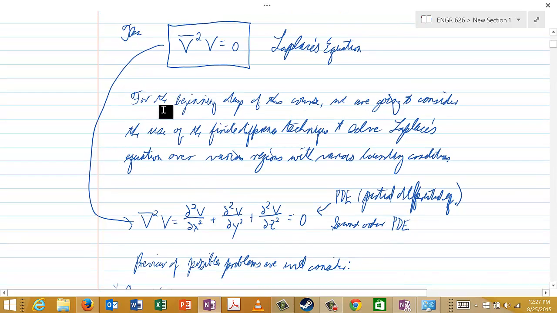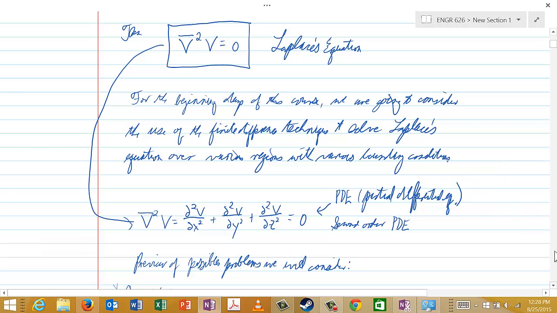Let me read this for you. It says, for the beginning days of this course, we're going to consider the use of the finite difference technique to solve Laplace's equation over various regions with various boundary conditions. So that's our goal in our first few classes. We're going to take this equation as a good example, and we're going to learn how to use the finite difference technique to solve that equation over different regions with different boundary conditions.